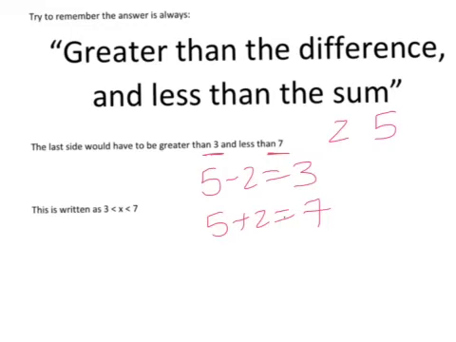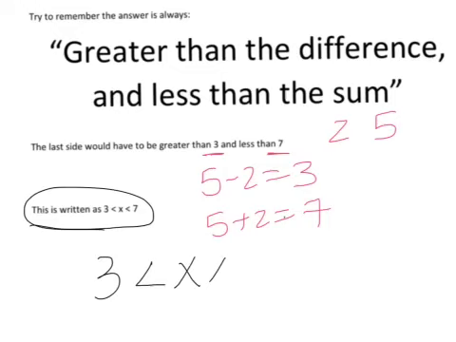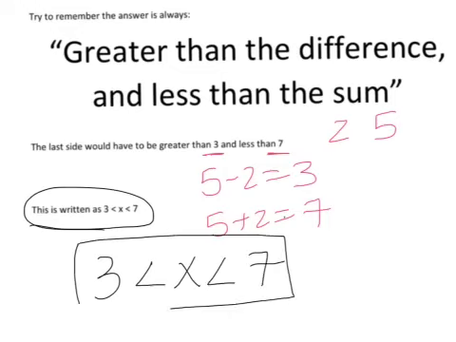The way that we write this with an inequality would be the following. 3 less than x less than 7. So this represents all the numbers that are greater than 3, which is the difference, and less than 7, which in this case is the sum.